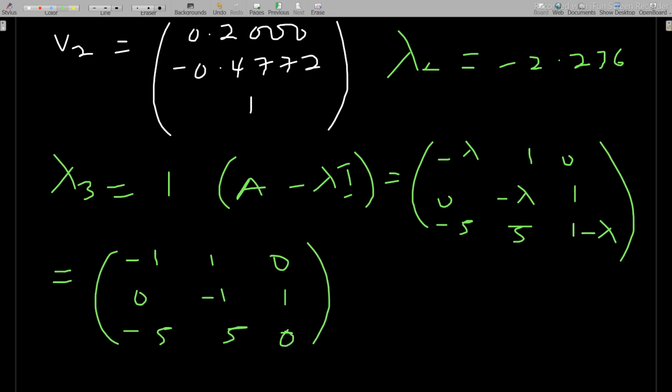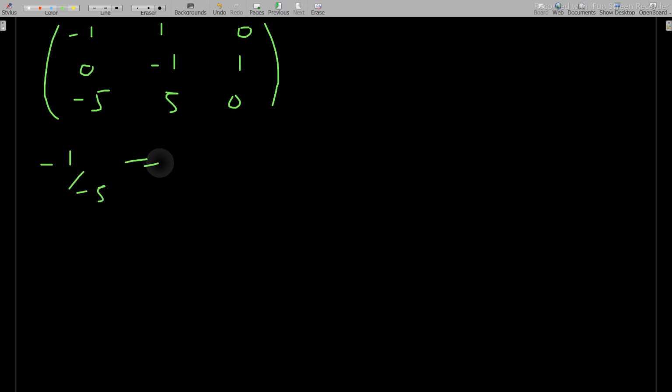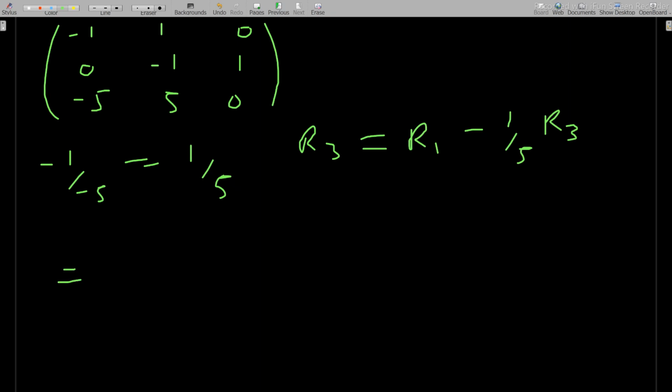Now if I want to reduce this, it is very, very simple for me to reduce. Negative 1 1 0, 0 negative 1 1, negative 5 5 0 as well. If you want to reduce this, it is very simple. Just negative 1 over negative 5, and that is 1 over 5. So first of all, row 3 is equal to row 1 minus 1 over 5 row 3, and this will reduce row 3. Since here is already 0, we are only reducing that part.